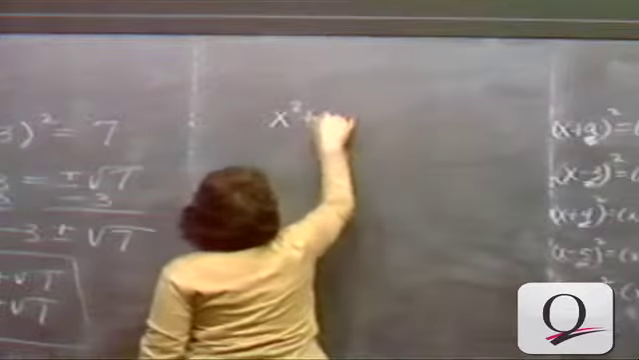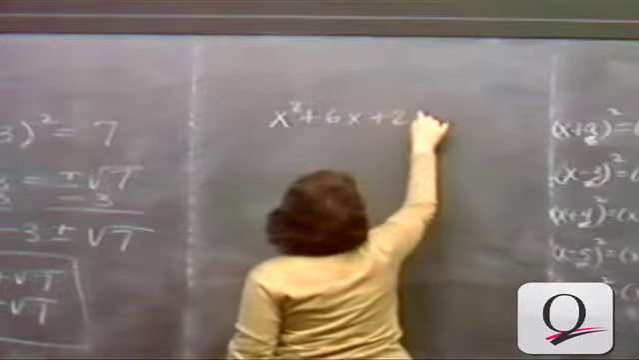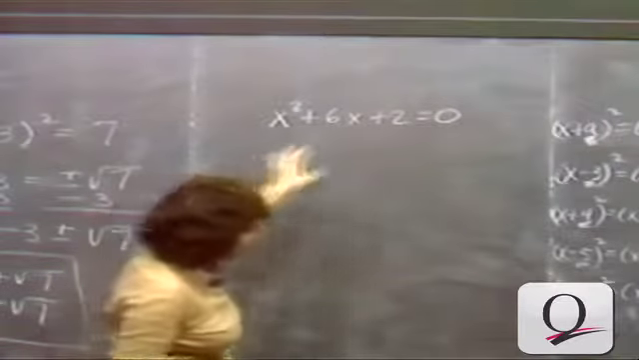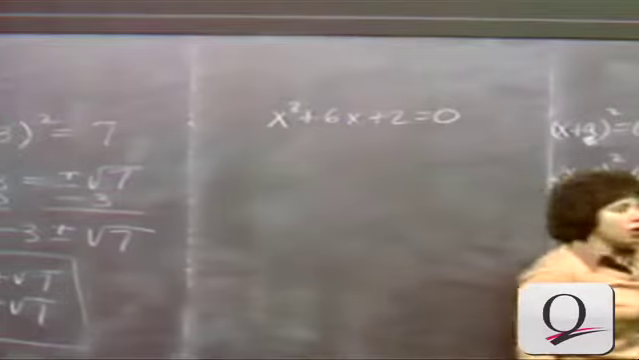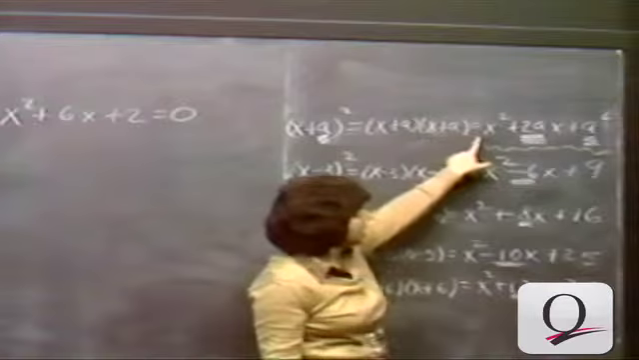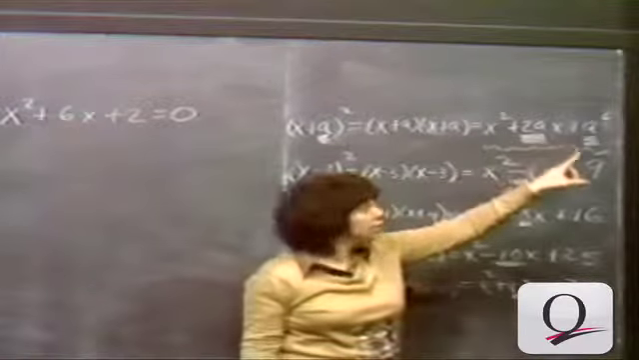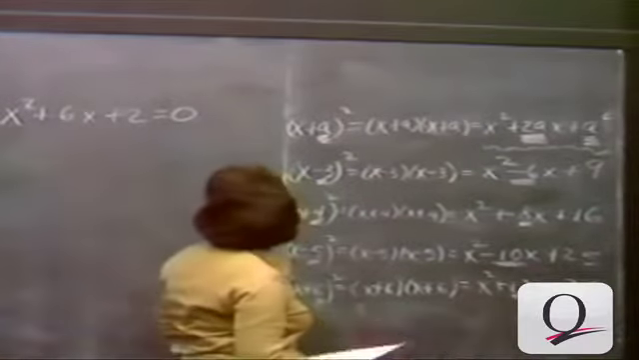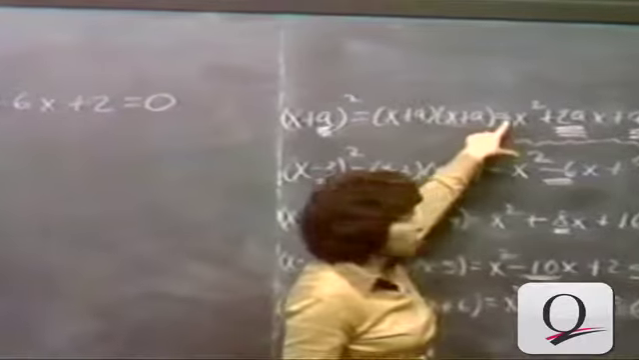X squared plus 6x plus 2 equals 0. Okay, now what we're going to try to do is to match this up to what we know to be a general perfect square, that is x squared plus 2ax plus a squared. Okay, now the important thing is that we must start with lead coefficient equal to 1.